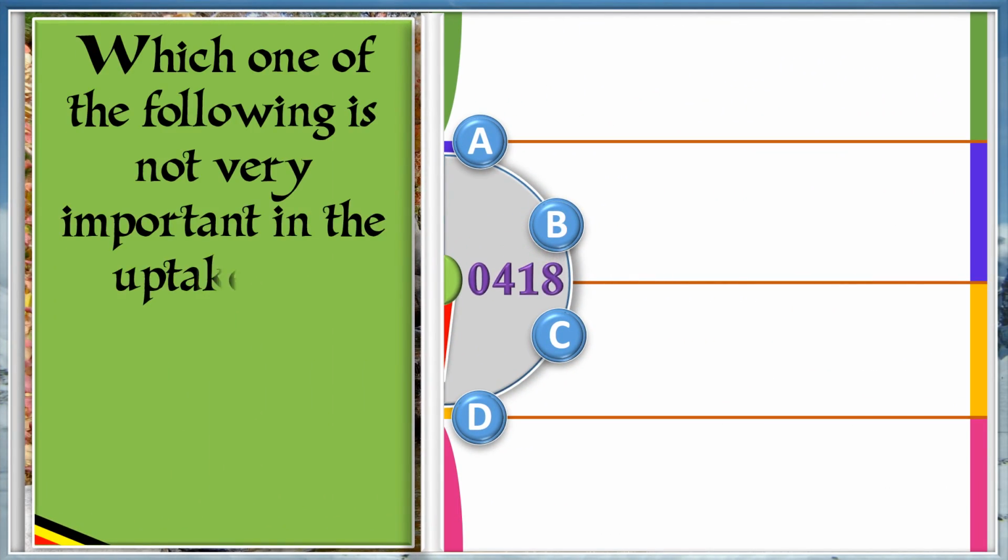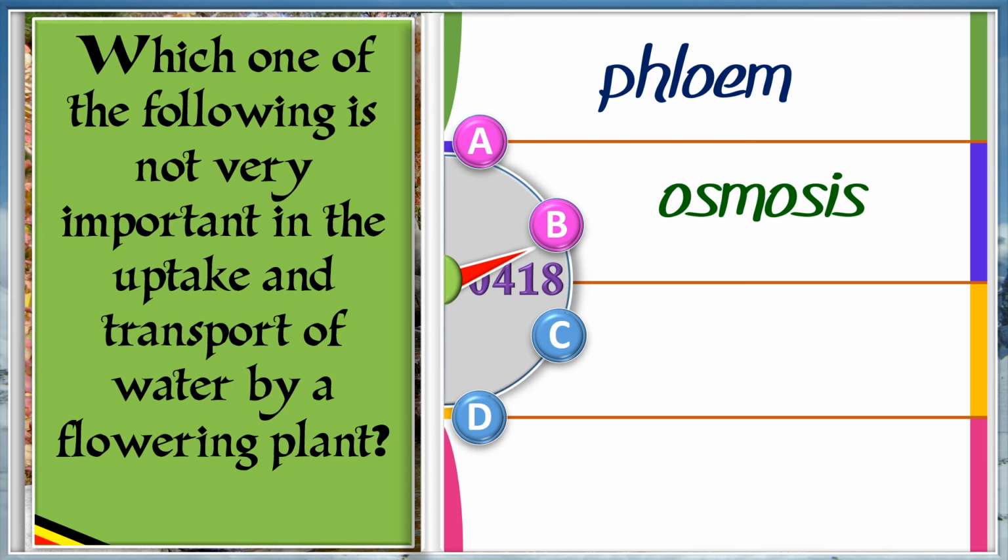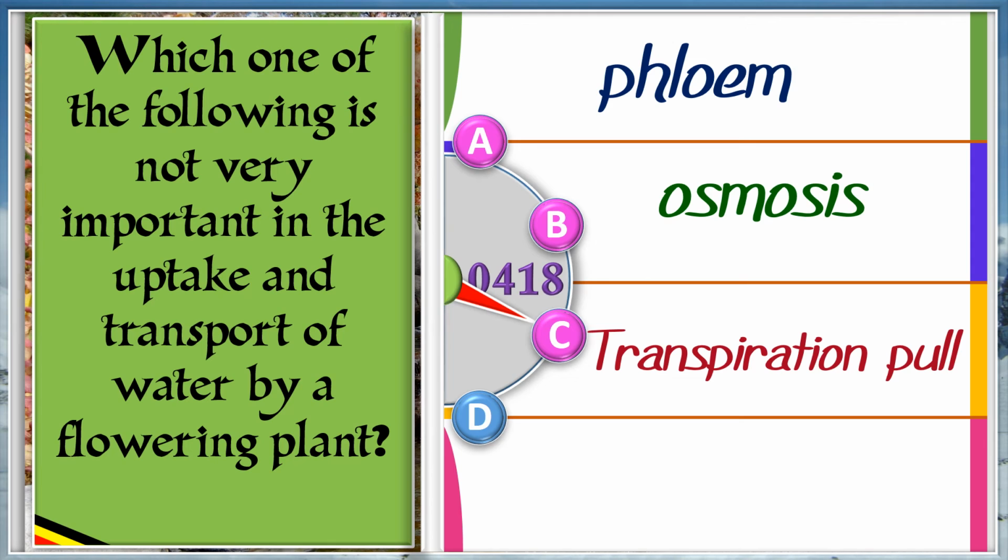Which one of the following is not very important in the uptake and transport of water by a flowering plant? A. Phloem. B. Osmosis. C. Transpiration pull. D. Xylem. And the answer is A. Phloem.